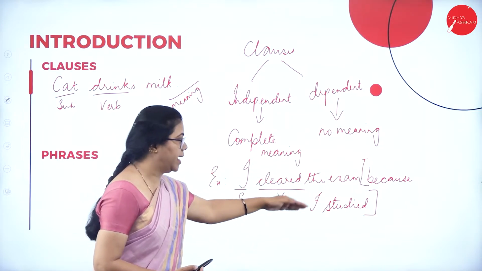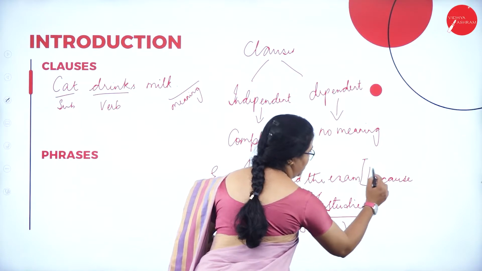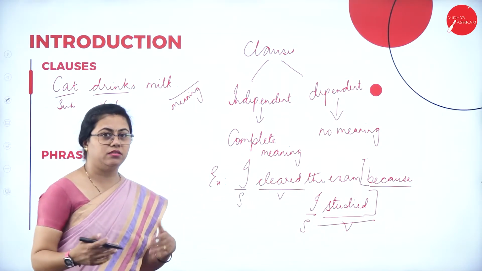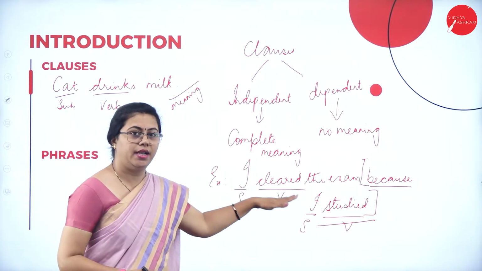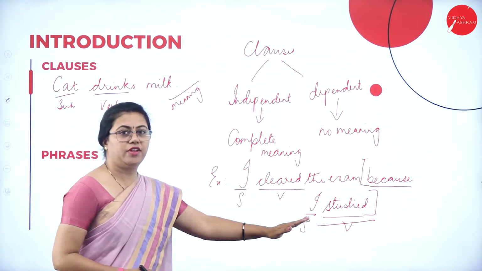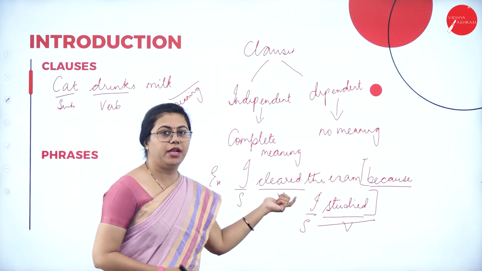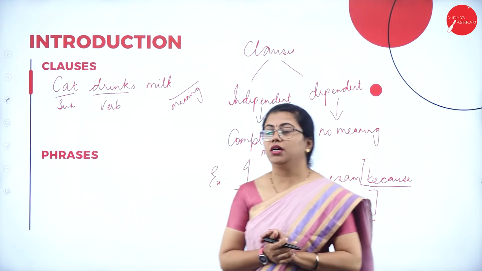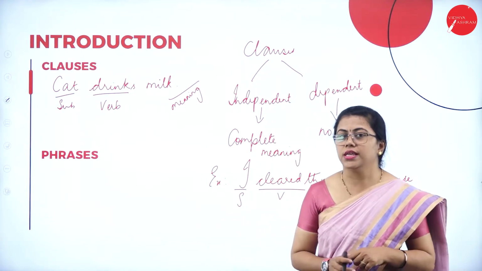to it. And because I studied, this has a subject, this has a verb, but this whole thing does not give you complete meaning. Because I studied what? It sounds incomplete, right? So this becomes a dependent clause. But altogether, when you consider, this is a complex sentence. It's a combination of an independent clause with a dependent clause. So this is a clause. These are the basic things you need to understand when you have to know these linkers.